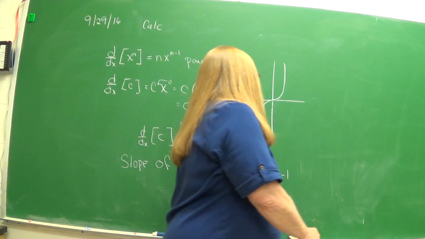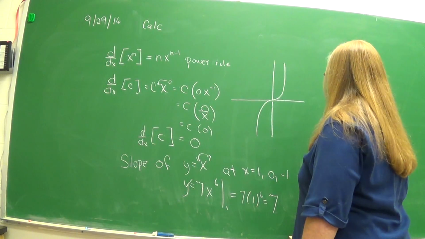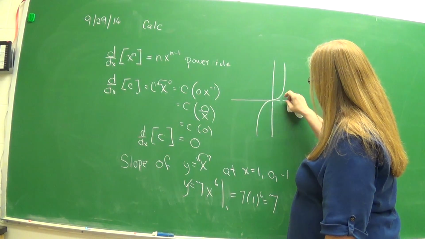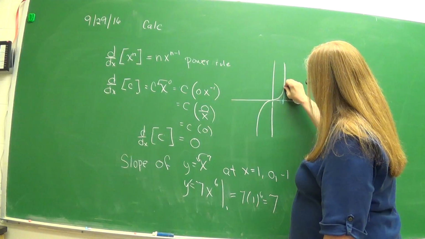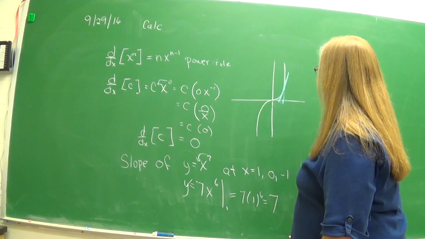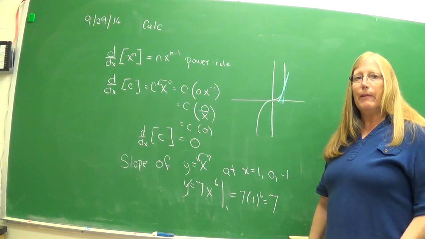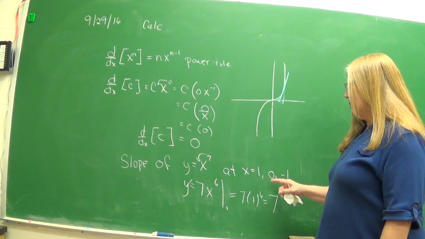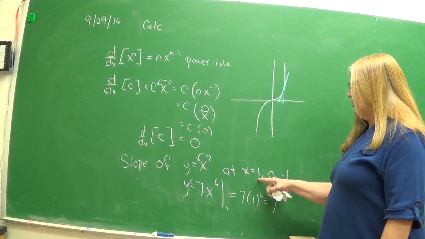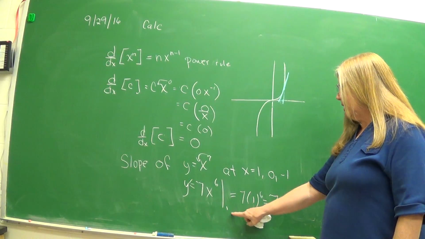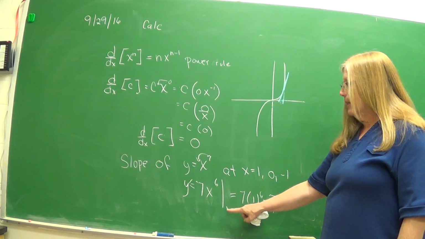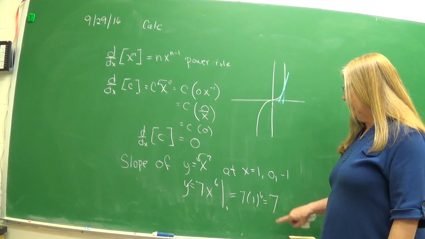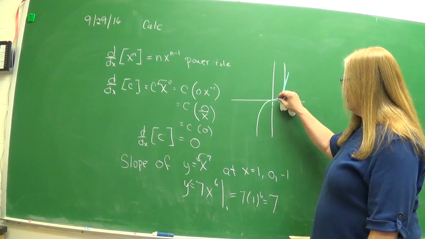Does that make sense? If we come out to 1 on this function and hit the graph, does that look like it has a very steep slope of 7? I think so. So what are we expecting when x is not 1 but 0? We're going to change this to a 0. 7 times 0 raised to the 6th, and we're going to get 0. Does that make sense?